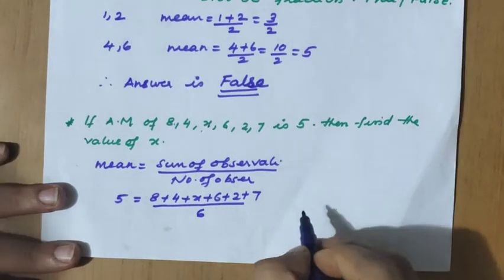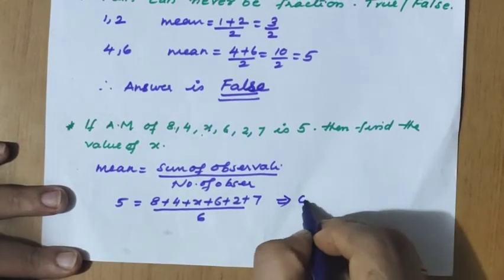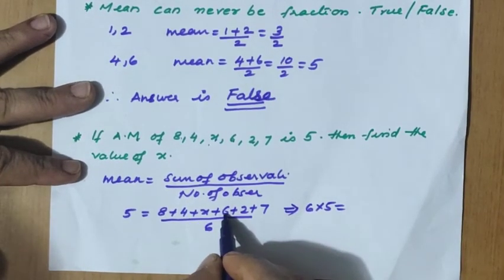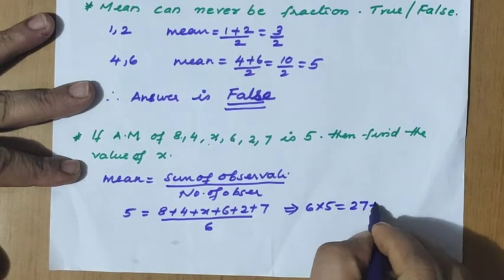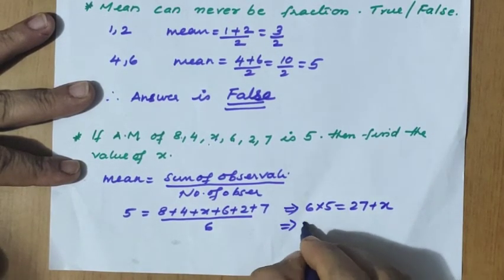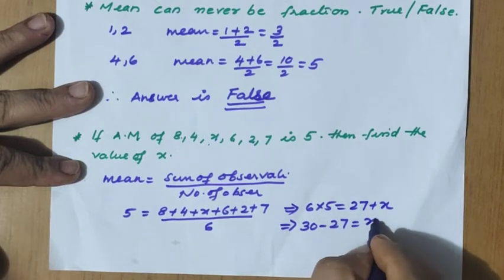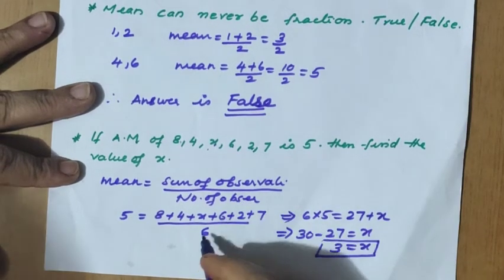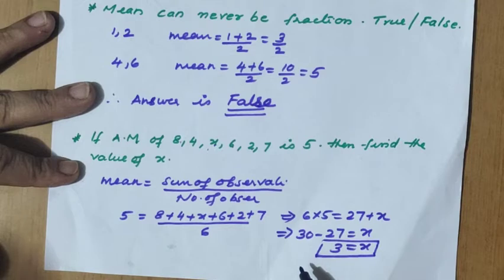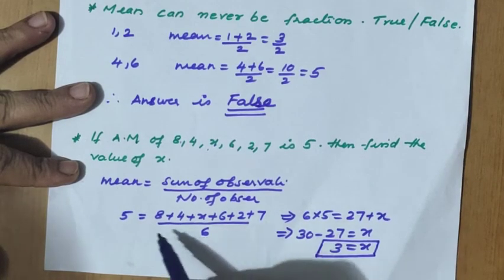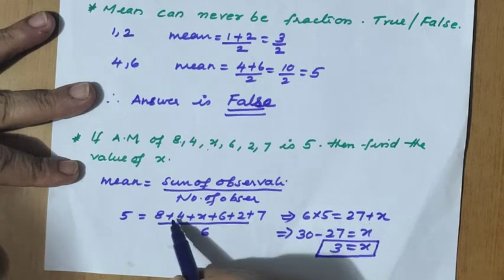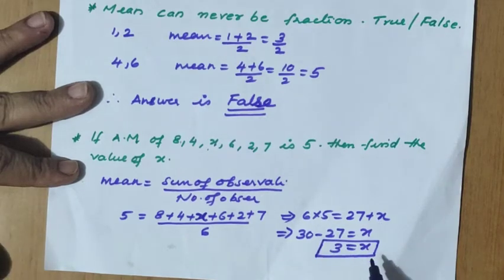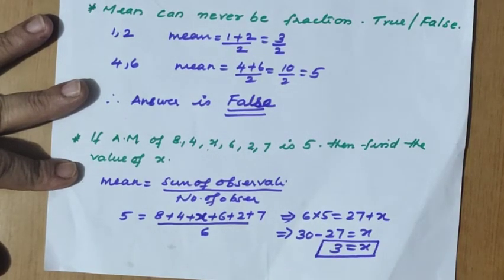Okay, cross multiply, 6 I am bringing to this side, 6 into 5 equals 8 plus 4, 12 plus 6, 18, 20, 27 plus x is the numerator part. Now 30 minus 27 equals x. So what is x now? x equals 3. So if you know the mean formula, substitute the values and do the solution. Already it's a revision class, so you know the terms very well. 5 into 6, 30. The x cannot be added, so 27 plus x, we get 30 minus 27 equals x, therefore x equals 3.